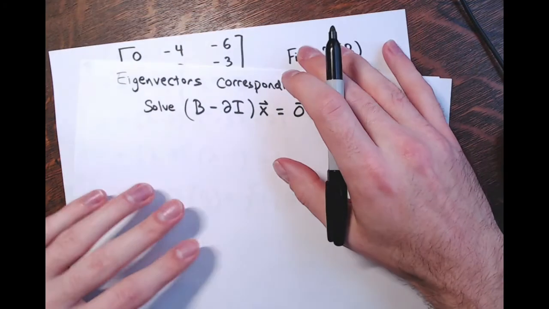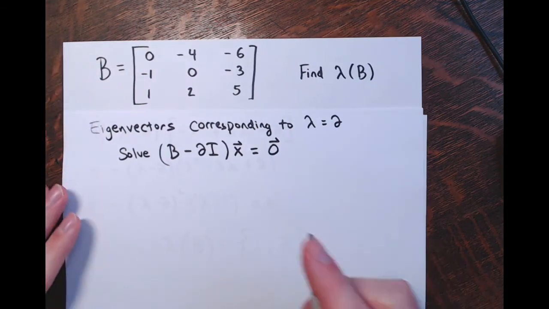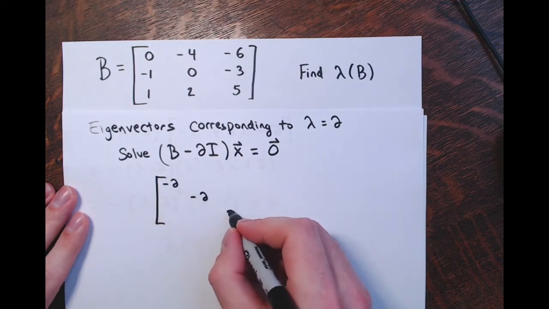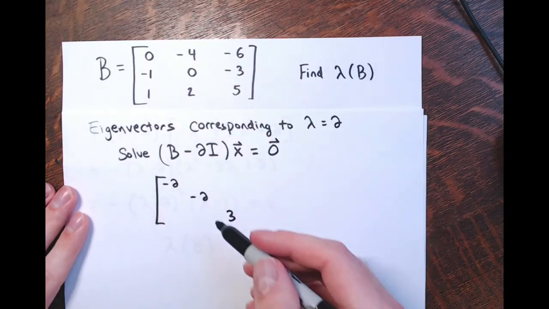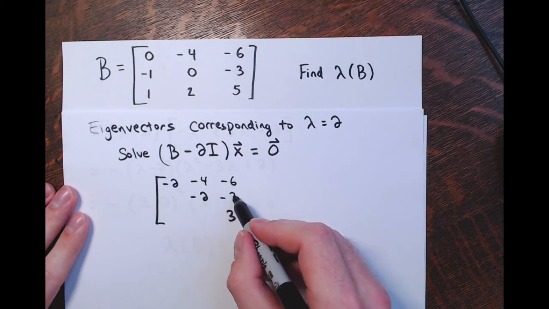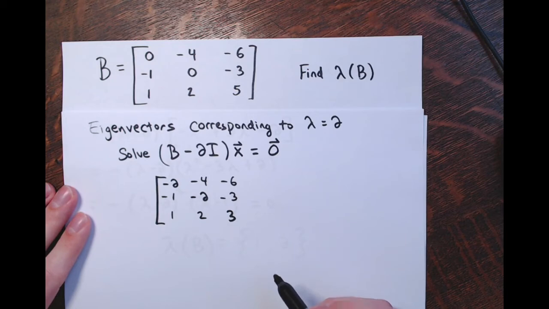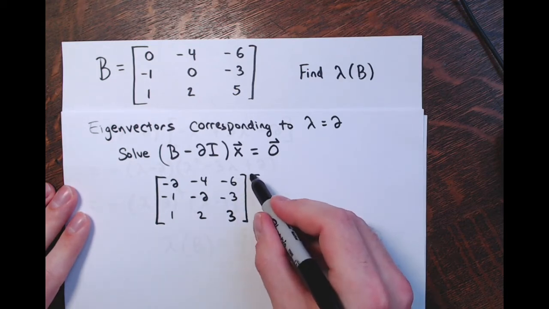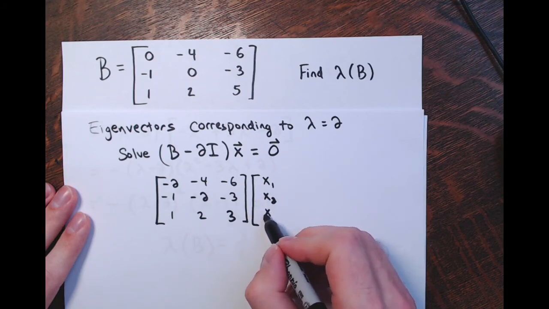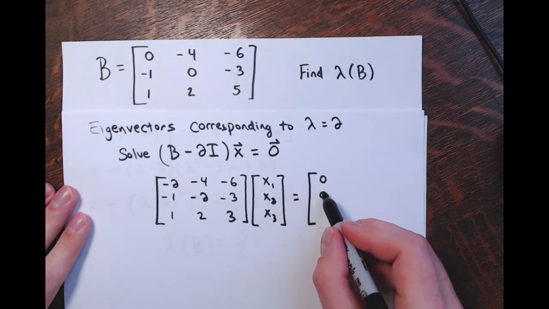Now, B minus 2I is just simply take the matrix B and subtract 2 down the main diagonal. So this matrix is negative 2, negative 2, 3, subtracting 2 from all the values down the main diagonal. Then everything else stays the same. And then vector x here would have 3 components, right, it's a 3 by 3 matrix, x1, x2, x3. And when is this equal to the 3 component 0 vector?